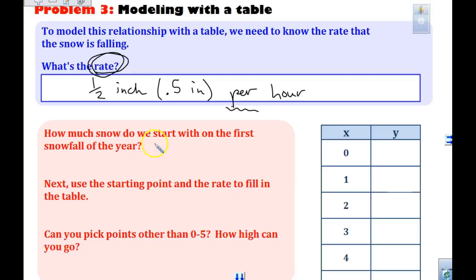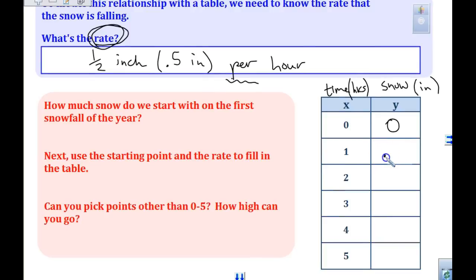So it says, how much snowfall is there on the first snow when we started the first snowfall of the year? So this is our time, put above the x, put time, and we are talking about hours, right? And this is our snow, y, and this is in inches. So before it started, how much snow did we have before it started snowing? 0. After 1 hour, we should have 0.5, or if you want to put a half. Fill your table in, please. After 2 hours, we should have 1. If you want to put it as 1.0, that'd be the same, right? Then we have 1.5, 2.0, 2.5.